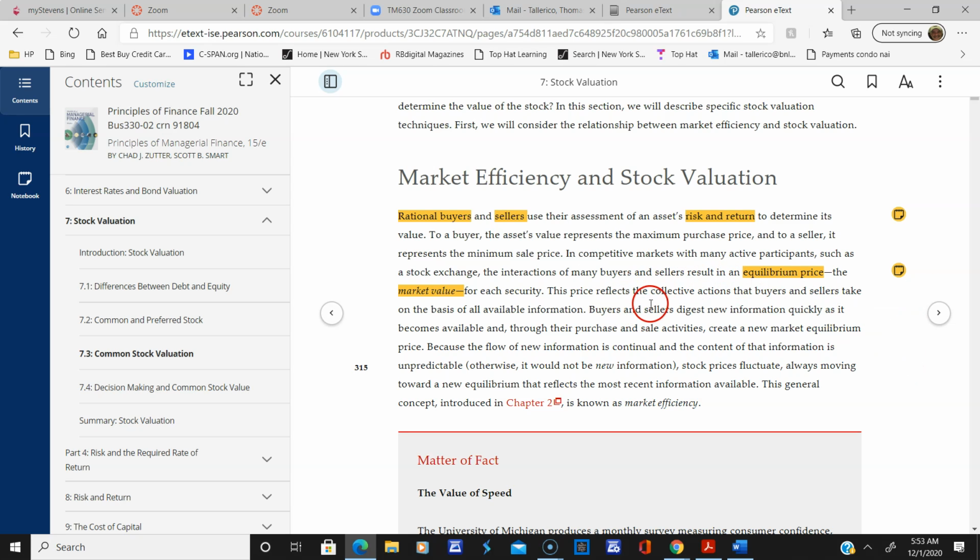So this reflects, again, the collective actions that buyers and sellers take on the basis of all the available information. Now that's of course in a legal market. Some people have more information than others in real life, but we won't talk about that because that's called insider trading, right? Buyers and sellers digest new information quickly as it becomes available, and through their purchase and sale activities, they create a new market equilibrium price.